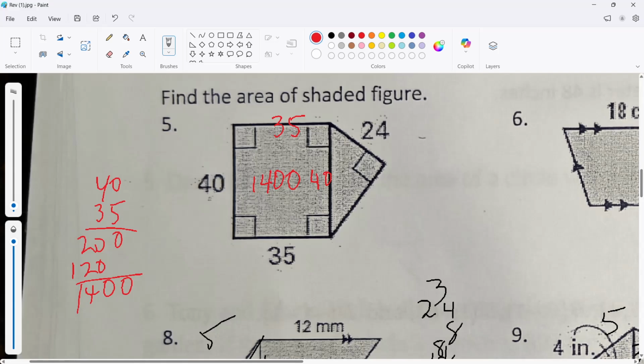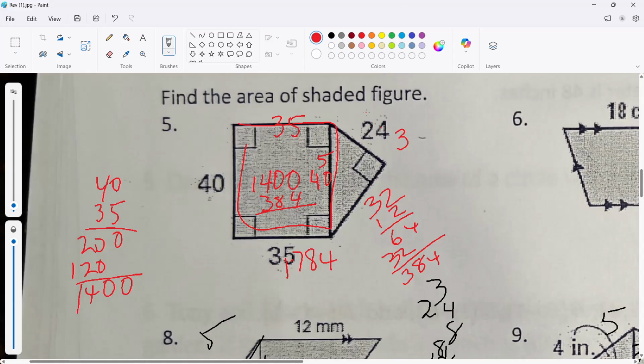I've got a 24 and a 40. Well, let me try to think here. 24 divided by 8 is 3. 40 divided by 8 is 5. That makes this a 3, 4, 5 triangle times 8. So 4 times 8 is 32. And 1/2 base times height. 1/2 of 24 is 12, times 32 is 384. So I got 1,400 for the center part, and then 384 for that part, and that comes out to 1,784 square units, I guess.